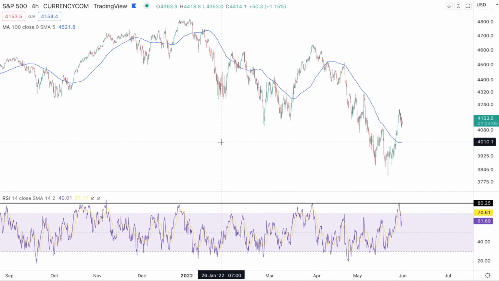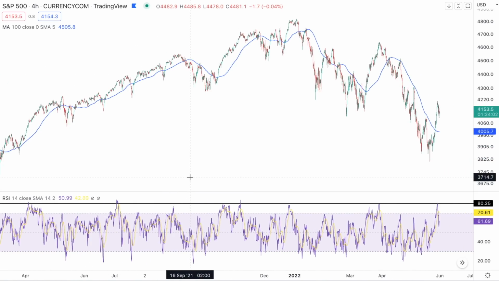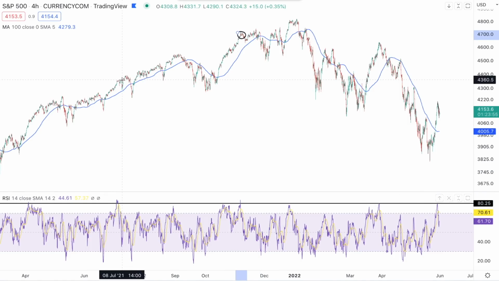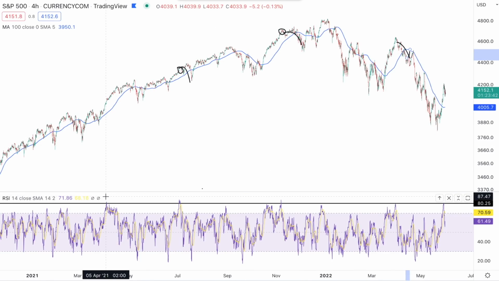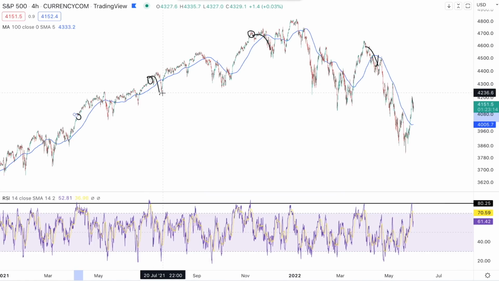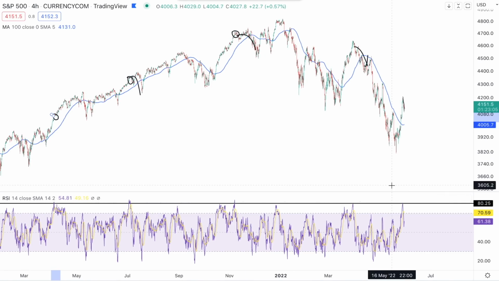If we go back further, you can see these very overbought readings do tend to coincide with local tops in the market, right? And this is very short term, but you can see these are definitely local tops every time it occurs. Now, it is important to nuance this because these readings that I'm highlighting here didn't occur after a 20% move down in the market, right?